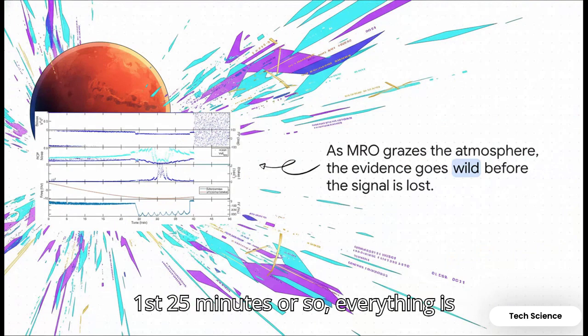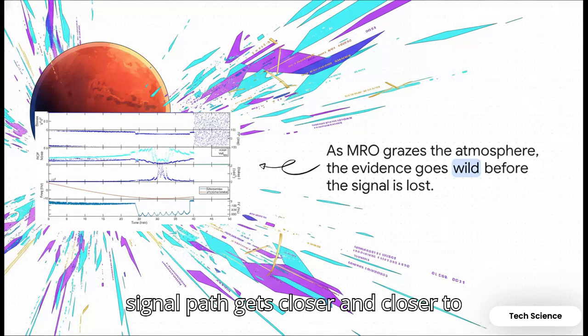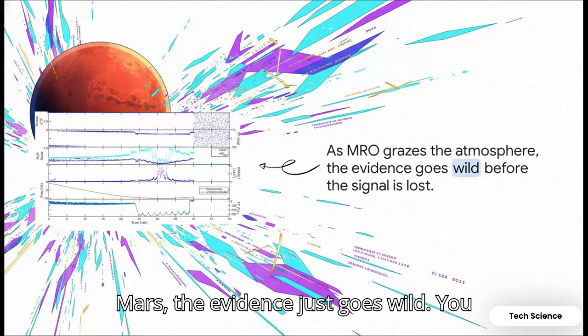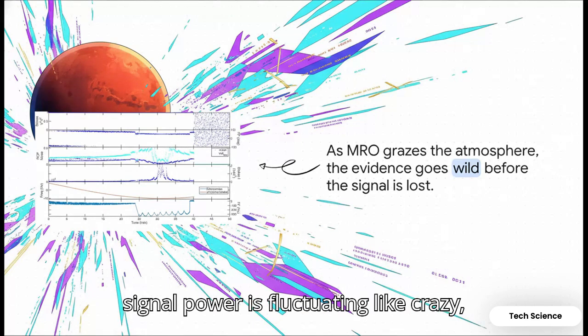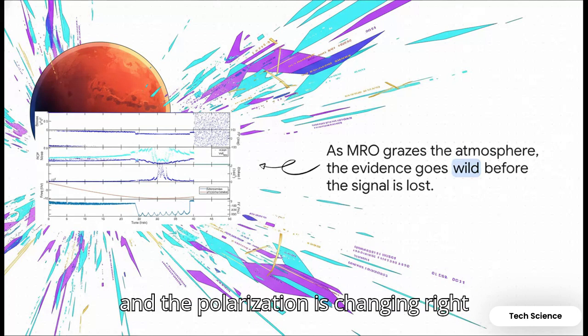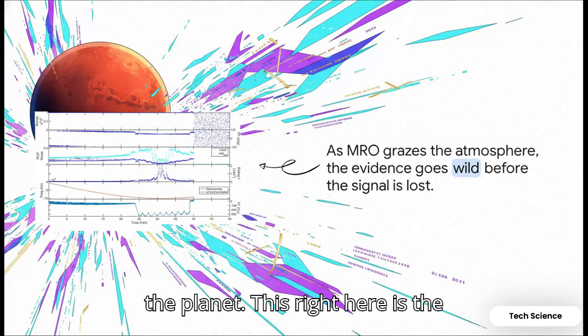And just watch what happens to the data. For the first 25 minutes or so, everything is stable, everything is quiet. But as that signal path gets closer and closer to Mars, the evidence just goes wild. You can see the noise level jumping, the signal power is fluctuating like crazy, and the polarization is changing right before the signal gets totally blocked by the planet. This, right here, is the smoking gun.